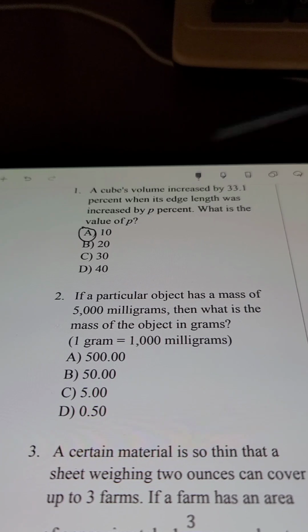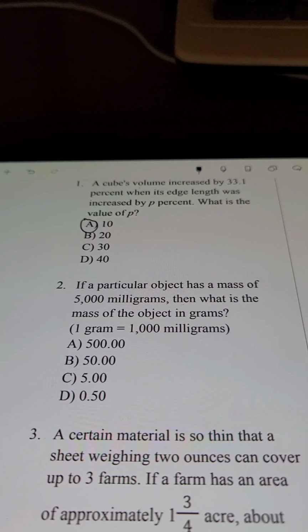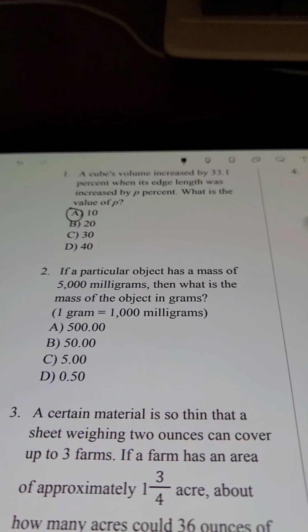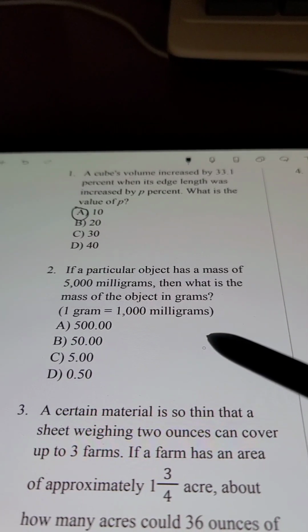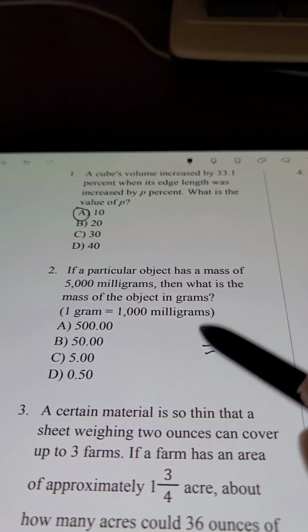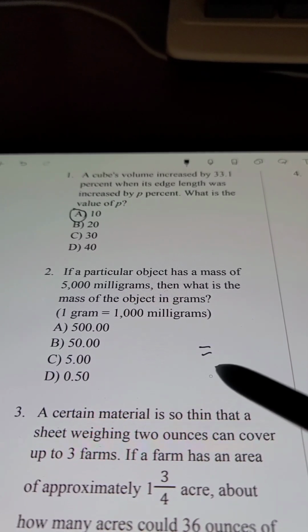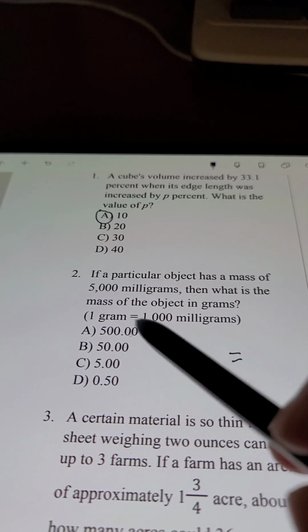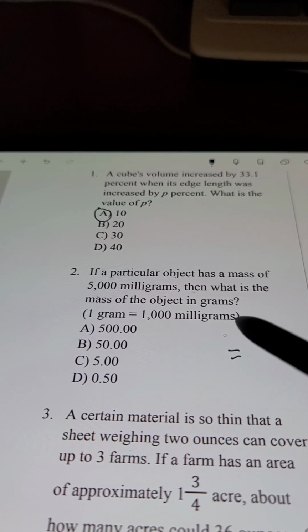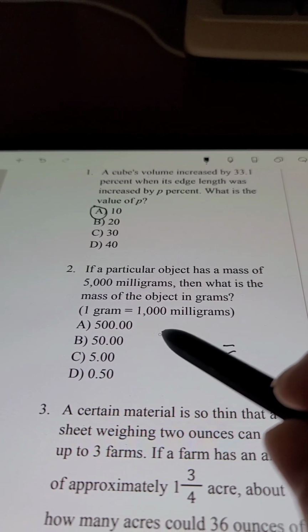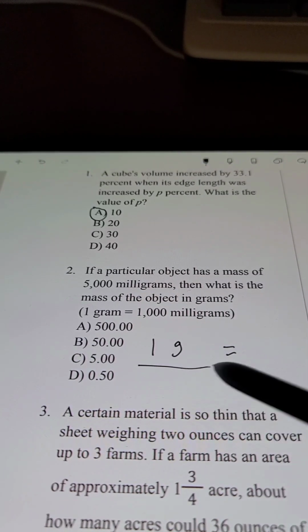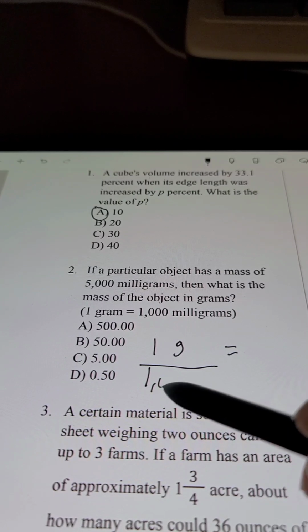Okay, so now let's go to number 2. For this one, we want to find the mass of the object in grams, and this is just a direct proportion. With these, I like to say the trick is to match units on top and match units on bottom and put a matching relationship on each side. So what I mean by that is they give us this relationship, 1 gram is equal to 1,000 milligrams. So I'm going to say that's one relationship that I can put on one side, 1 gram for every 1,000 milligrams.